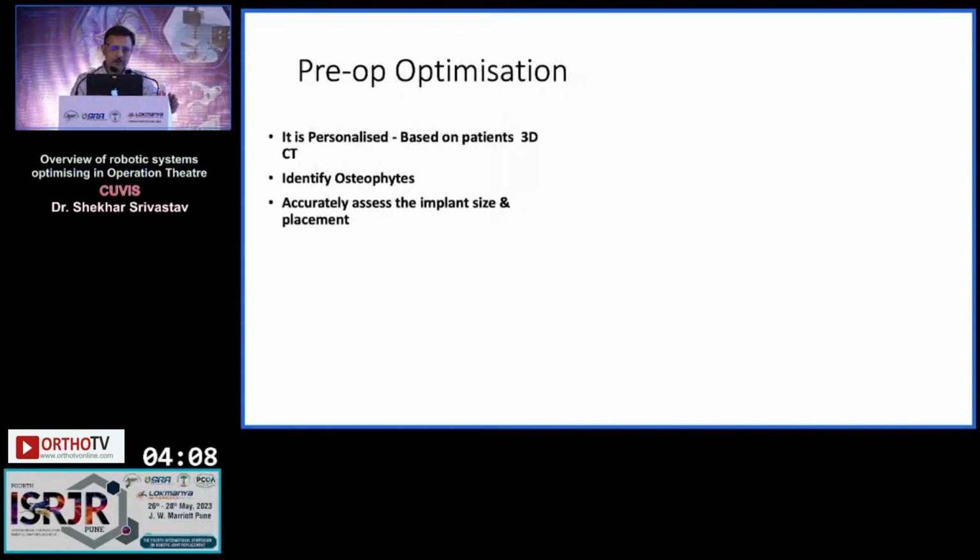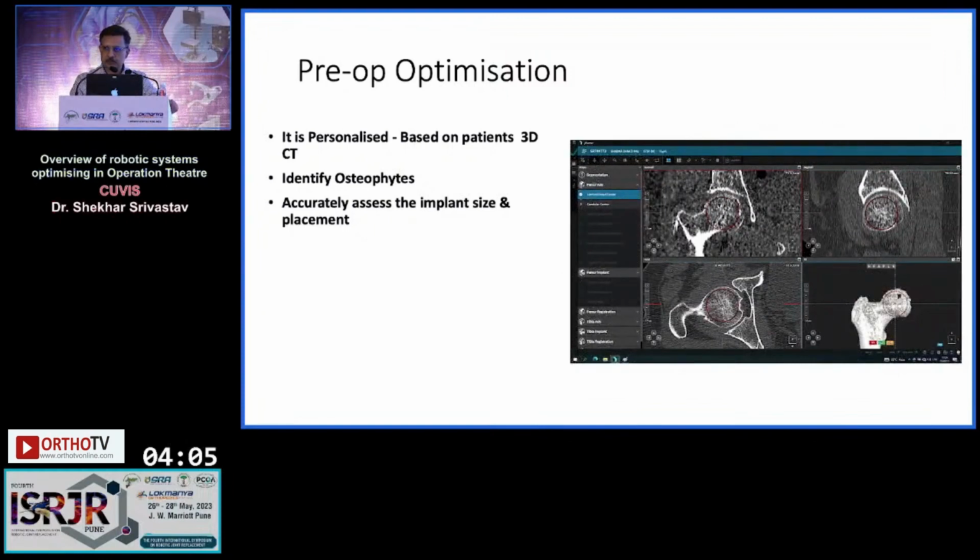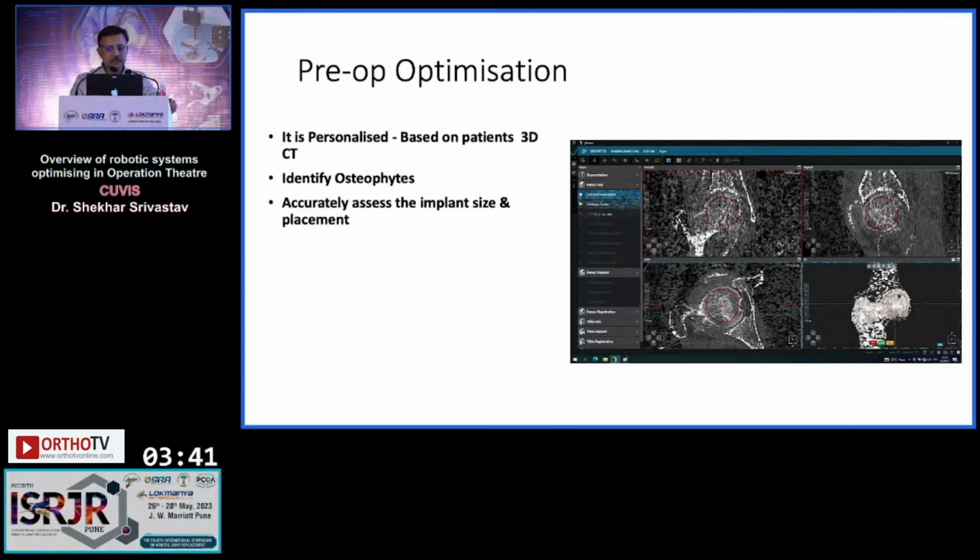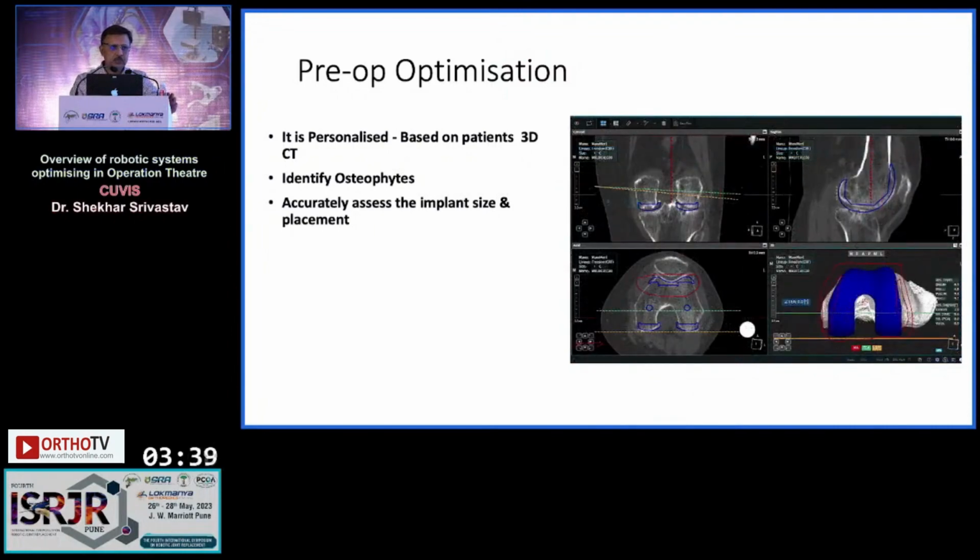Now, if we talk about the CUVIS robot, it's a CT-based robot. So one of the advantages is that you have a pre-op assessment of the patient's anatomy, and you can accordingly plan a day before so that there are no real surprises. You can identify what osteophytes are present, whether there are any posterior osteophytes which have to be removed. Are there any bone defects? You can accurately assess the implant size and the placement. So you spend 5 minutes a day before and you have a fair idea about the size of implant you will be using, the placement of the implant.